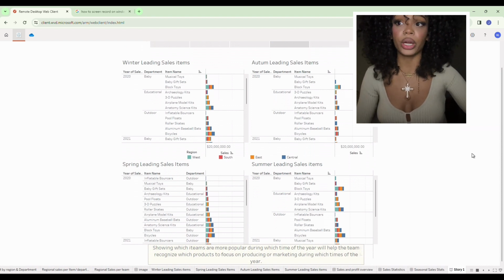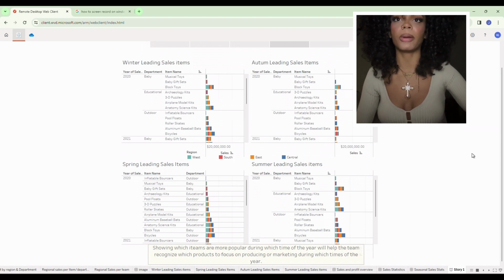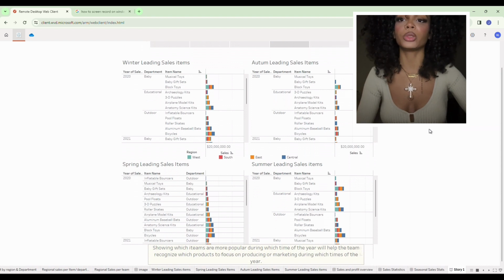It's very important showing how each team performs per region, how each item performs per region, because it speaks a lot about the product and the team. Showing which teams and items are more popular during which time of the year will help the team recognize which products to focus on producing or marketing during which times of the year.